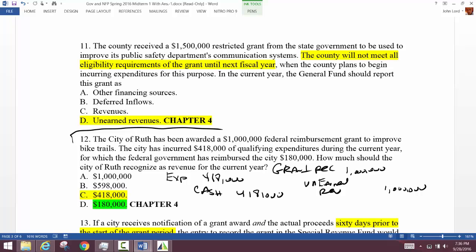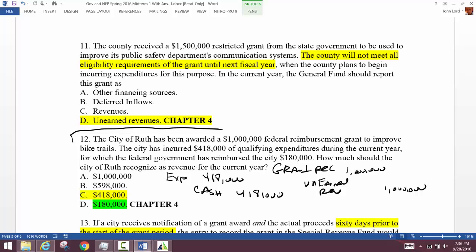I already credited cash for what I spent. What's the eligibility requirement? Have to spend the money on the bike trails, have they? So have I met my revenue recognition rule? Have I met my revenue recognition requirement? For reimbursement, you got to spend the money, right?